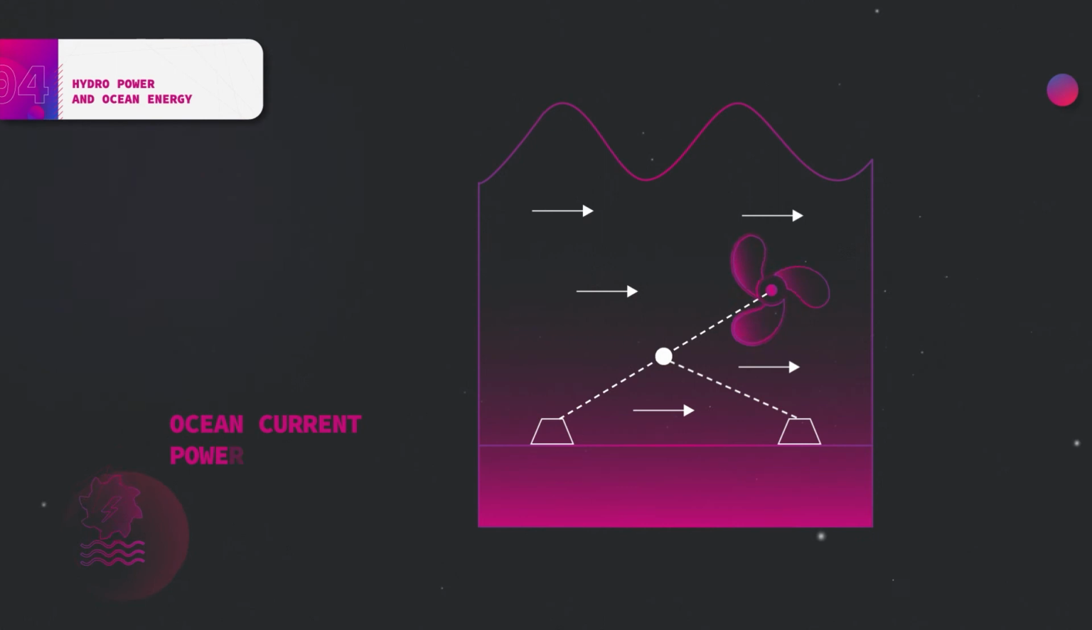Ocean current power plants can be found in regions with high ocean current speeds. Their working principle is related to wind turbines. Ocean current turbines are installed below the water's surface and harness the kinetic energy of the ocean currents.